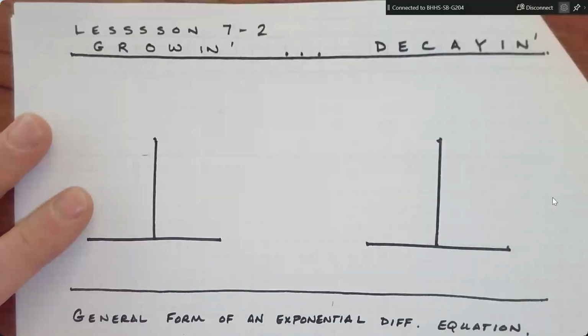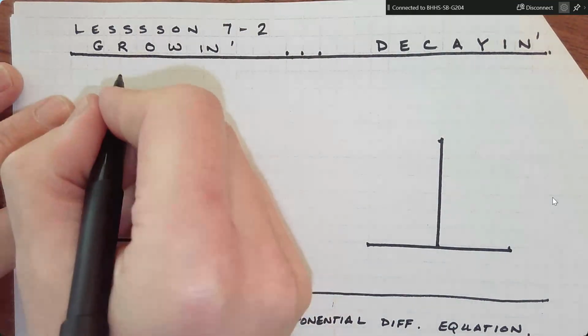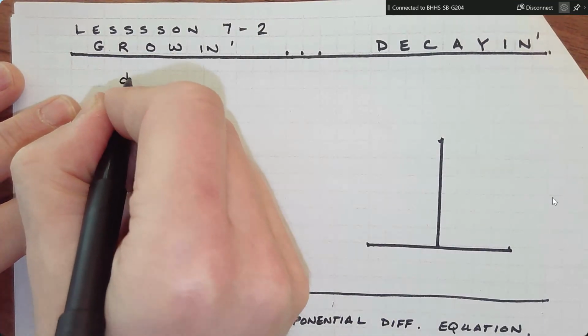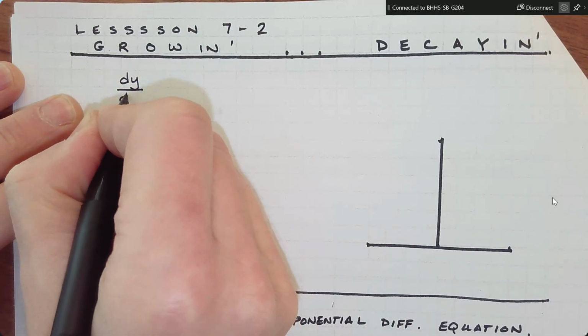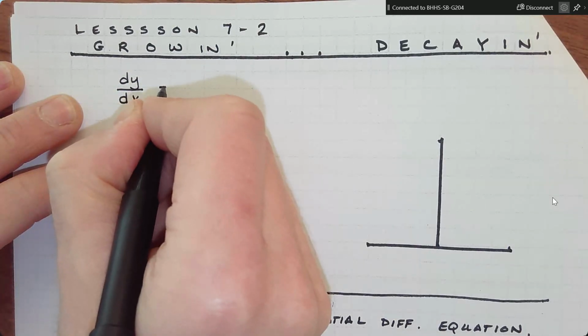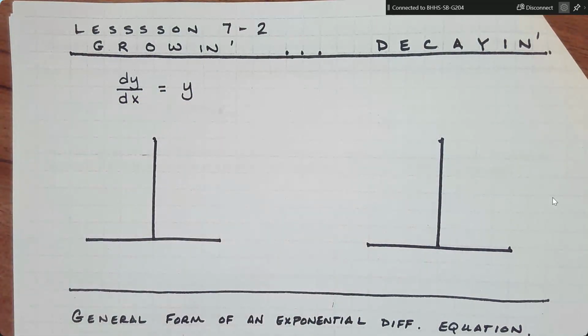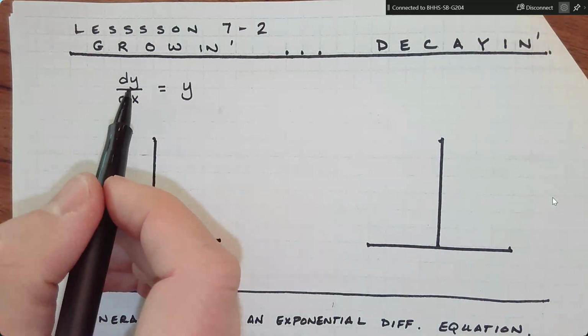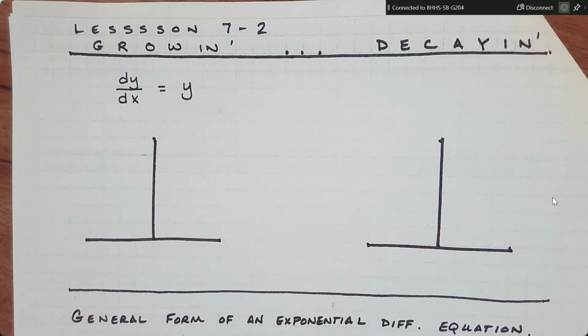All right. Hey, I'm going to give you the simplest, the most straightforward differential equation I can think of. And that's this. The rate at which y changes as x changes is equal to y. Or in other words, the rate is equal to the output of the function.